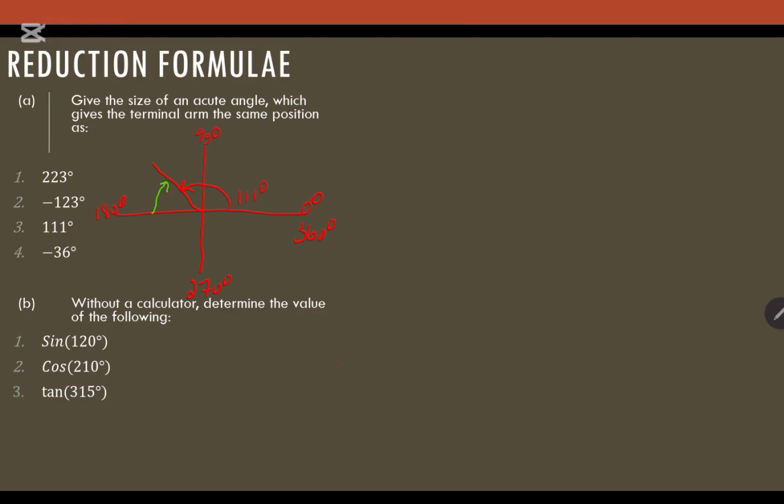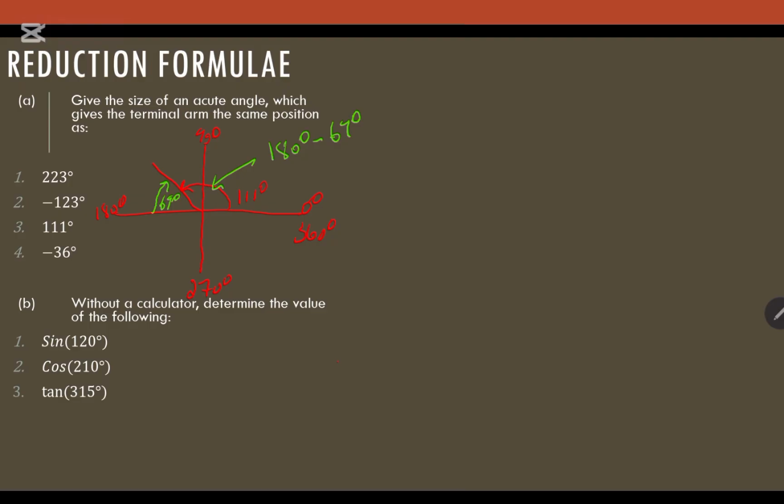Now, what is that angle? You simply say 180 minus the 111 is going to give you that angle here. So that angle is going in clockwise direction, therefore it will be negative. So that is 69 degrees. So I can therefore represent this angle 111 as 180 degrees minus 69 degrees.